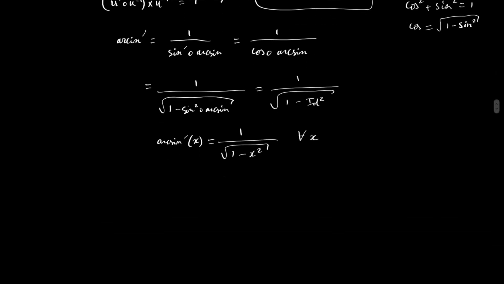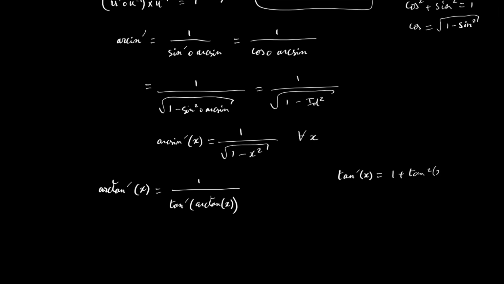We can use the same trick for arctan prime of x, which is equal to 1 over tan prime of arctan of x. We know that the tangent prime of x is equal to 1 plus tan square of x.